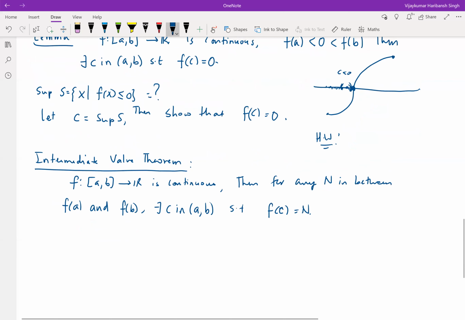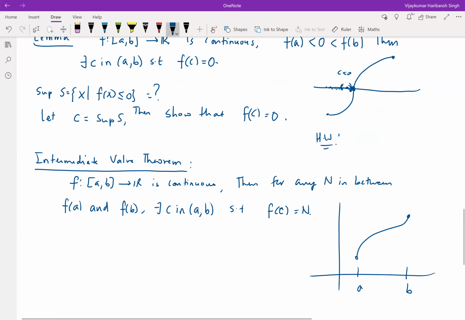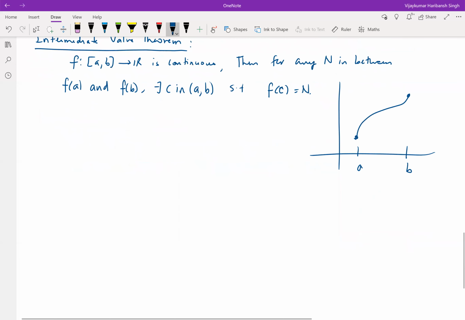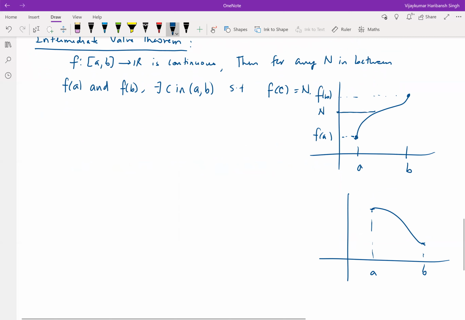So the idea is you have [a,b], you have a continuous function on this. This could be one scenario, or it can be going down, doesn't matter. It can be like that. If you take any n in between here, there exists a c in (a,b) such that f(c) equals n, right?